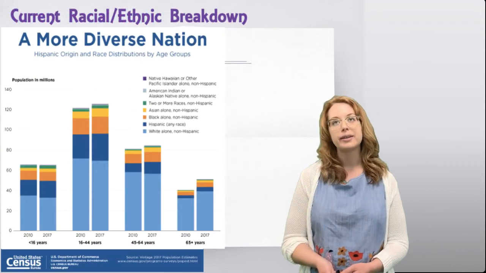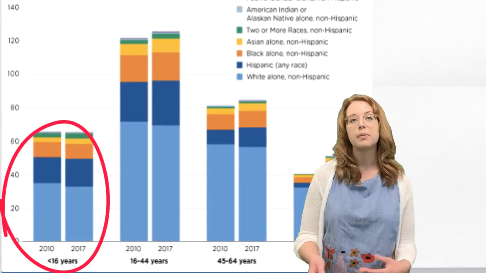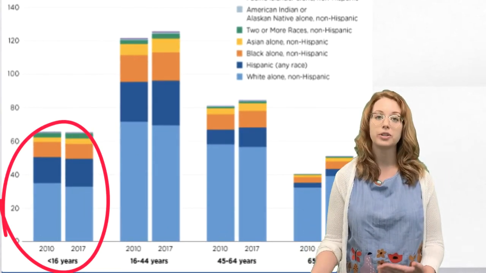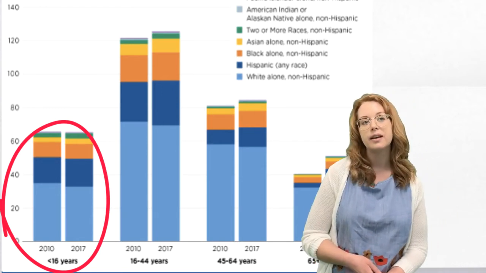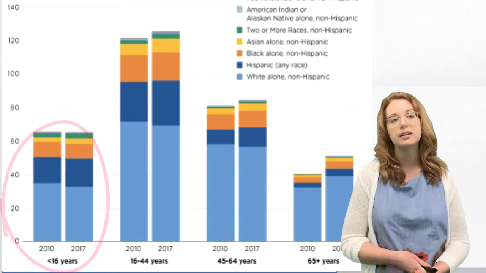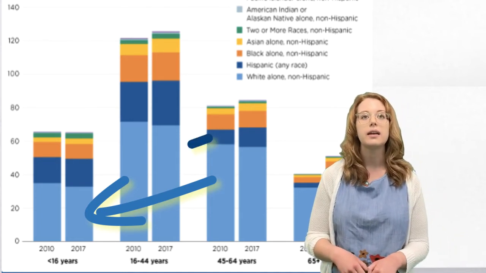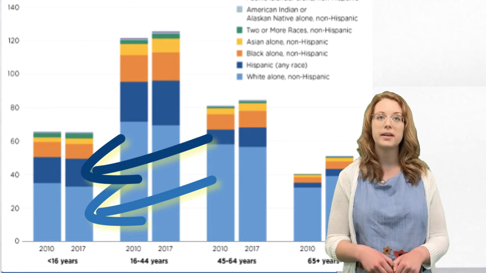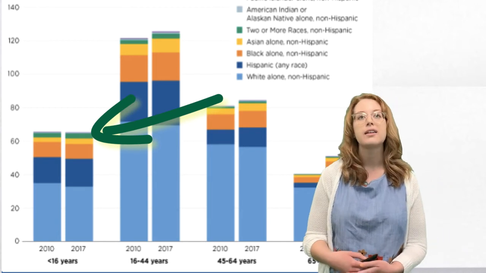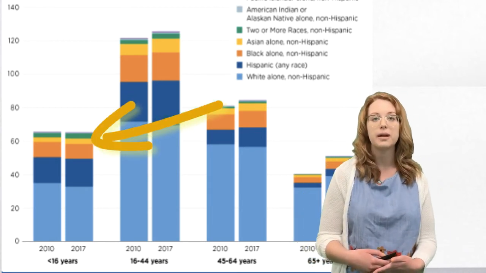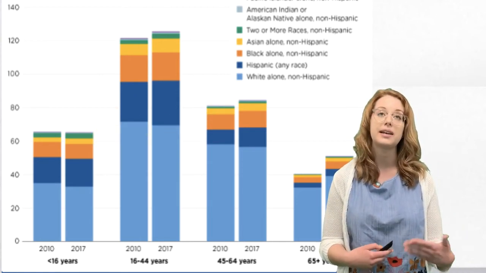So the current racial and ethnic breakdown of the United States, we can see from this graph that the younger population is much more racially diverse compared to the older population. So here for people under the age of 16, and this was 2010 and 2017, we see that the white population has gone down and the Hispanic population has increased quite a bit. We also see more biracial or mixed race people, and also more Asian Americans compared to the older population. Predictions suggest that this trend line is going to continue and escalate into the future.